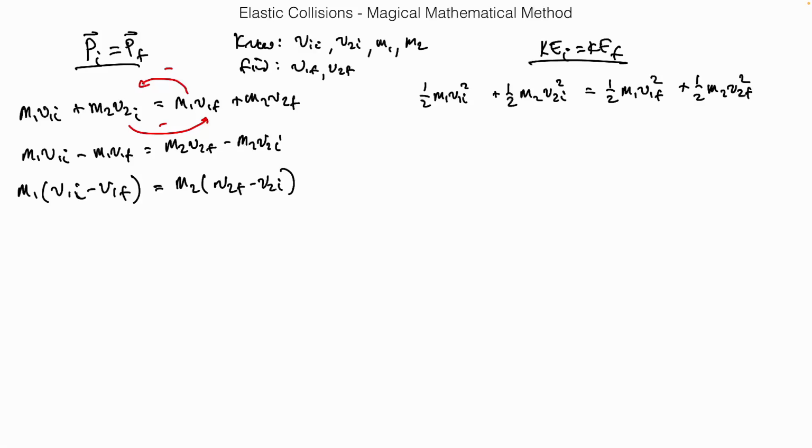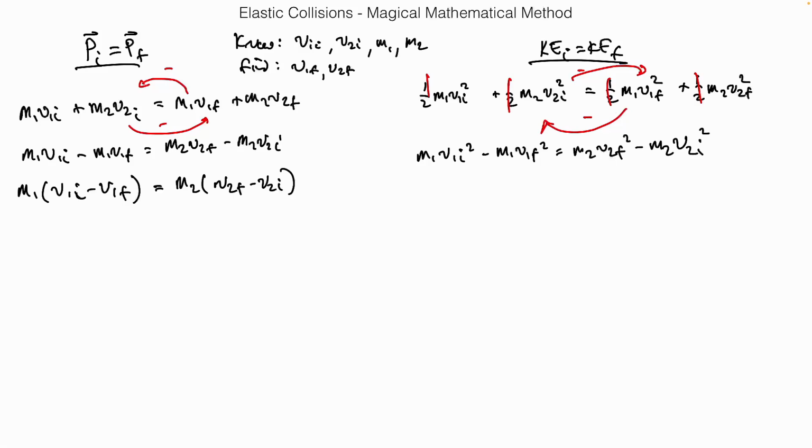I'm going to do the same exact thing with the kinetic energy equation. What can I get rid of? There's one-halves everywhere. Get rid of those. Didn't like them anyway. So then this one goes over, and this one goes to the other side. They pick up negative signs. So I got M1 V1 initial squared minus M1 V1 final squared equals M2 V2 final squared minus M2 V2 initial squared. Okay, there we go.